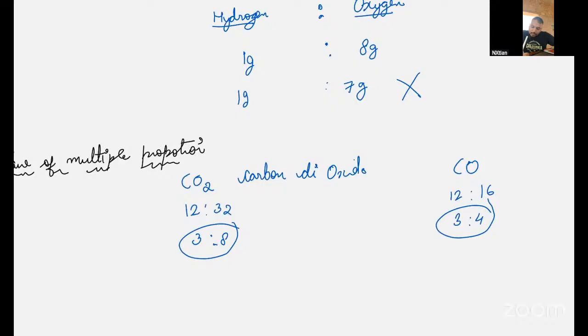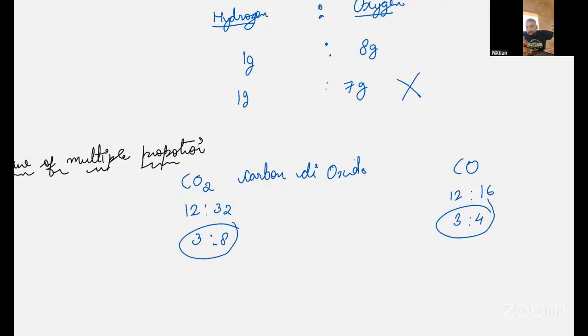Okay, perfect. Did you understand? Yes, sir. Okay, so now the law of multiple proportion is very important because many validity of the theory is dependent on that only. Okay, now put a heading Dalton's atomic theory.